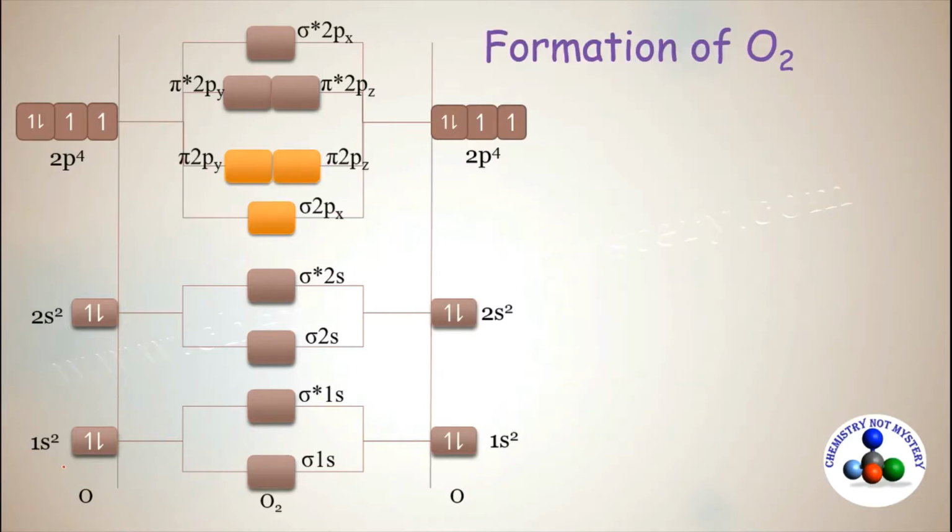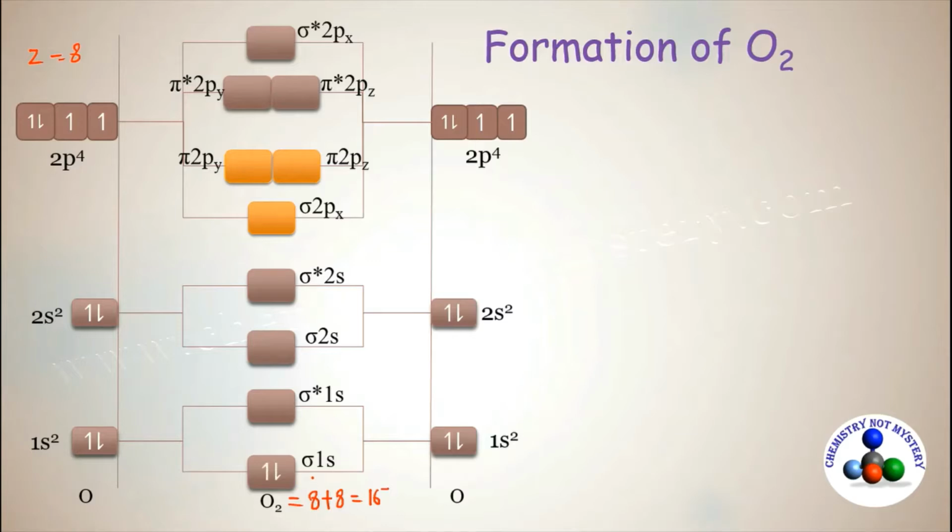In O2, these are the atomic orbitals. The atomic number of oxygen is 8. So the configuration will be 1s2, 2s2, 2p4. And on the other side also, this is the electronic configuration of atomic oxygen. First calculate the total number of electrons in the O2 molecule. So there will be 8 plus 8 equal to 16 electrons. Now you have to fill these 16 electrons in these molecular orbitals according to the Aufbau principle.